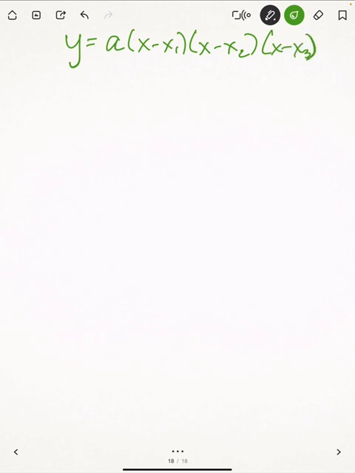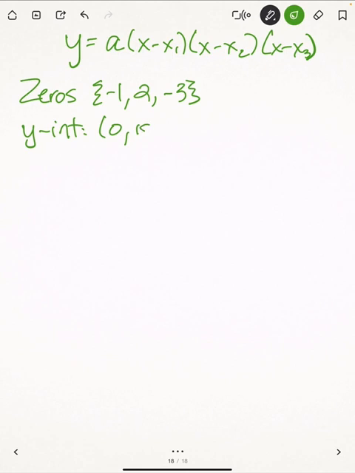All right, so on your test or in progress learning, you'll be given zeros or x-intercepts. The examples we'll give you are -1, +2, and -3. And our y-intercept we're going to be given is going to be 0, 18. So in order for us to come up with our equation, first we have to fill out the general form and solve for a.